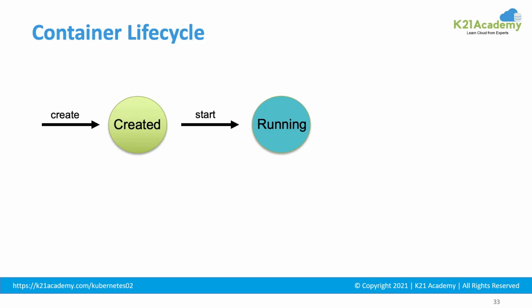Instead of going in a two-step process, first create and then start, you can execute a single command called docker run that would create and even start the container. As soon as you execute the docker run command, the container goes to running state. If I want to stop my running container gracefully, I can execute the docker stop command with the container ID or container name, and the container moves into the stop state.